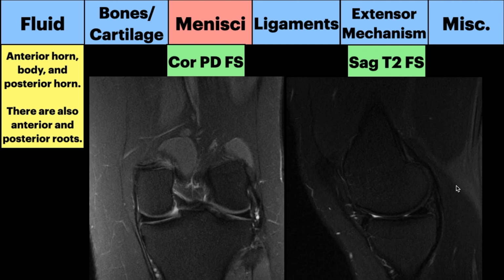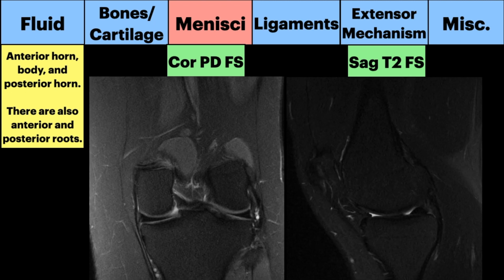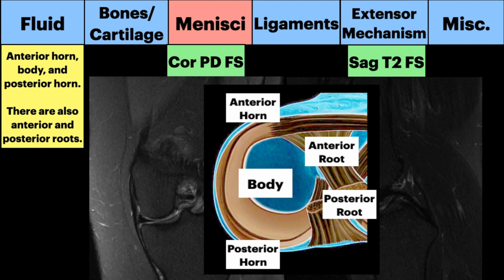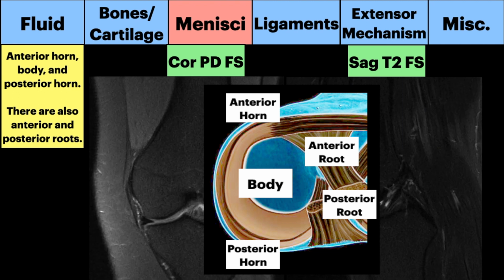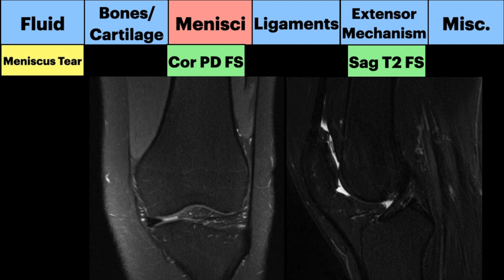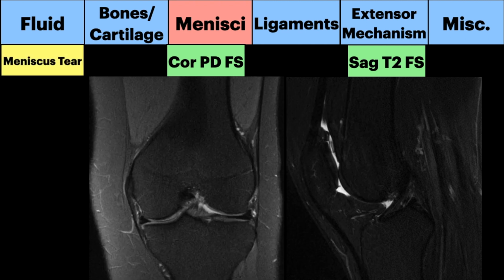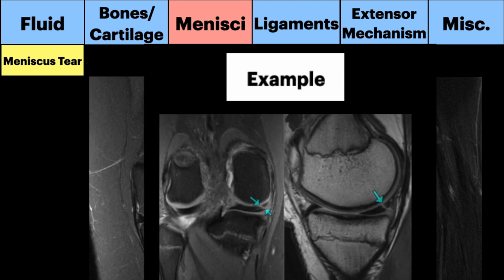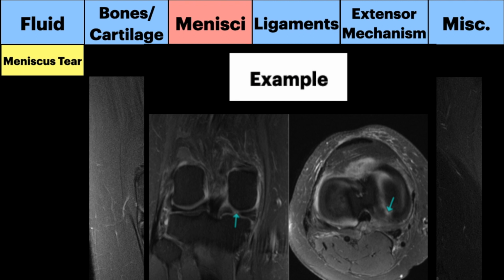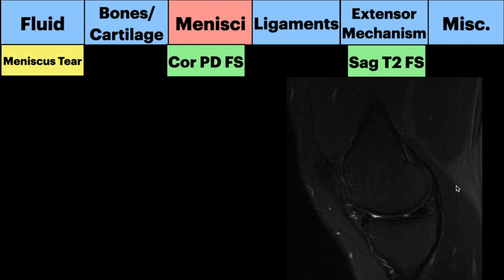Next, evaluate the medial and lateral menisci. Each meniscus has 3 major components: the anterior horn, body, and posterior horn. There are also anterior and posterior roots. Look at the shape and morphology of the meniscus and evaluate for tears, which are defined as linear high signal extending to an articular surface and visible on at least 2 slices.